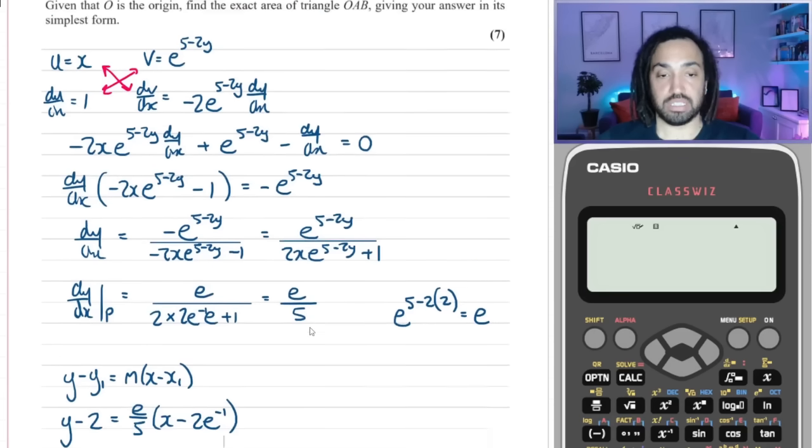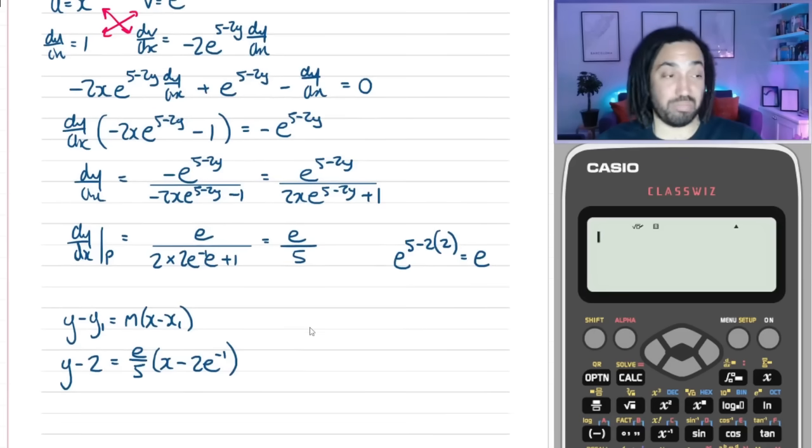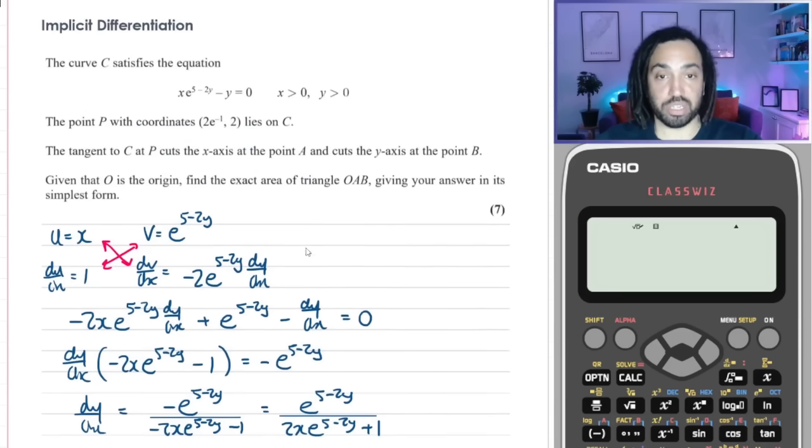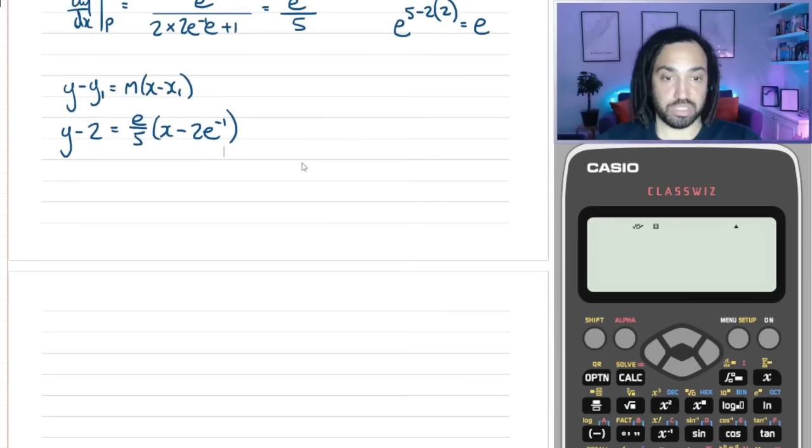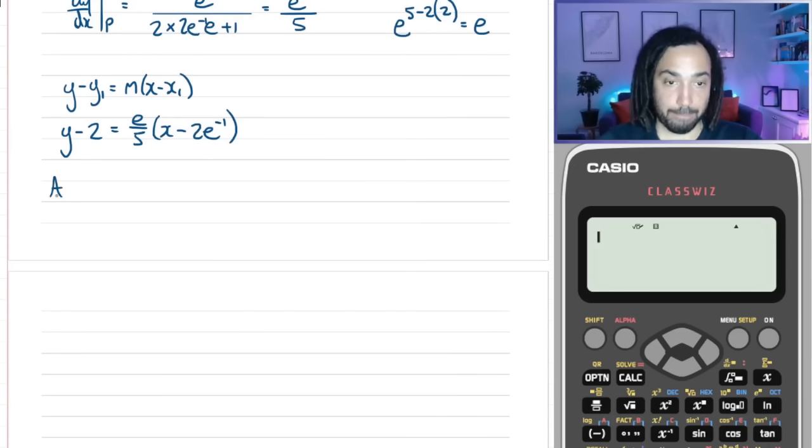Okay, perfect. We could simplify that, but I don't think there's much need at the moment. Let's just leave it as it is. And then what we can do is we can start working out some of these particular points. So it cuts the x-axis at A. Okay, so what we do is we say at A, y equals 0. So it cuts the x-axis.